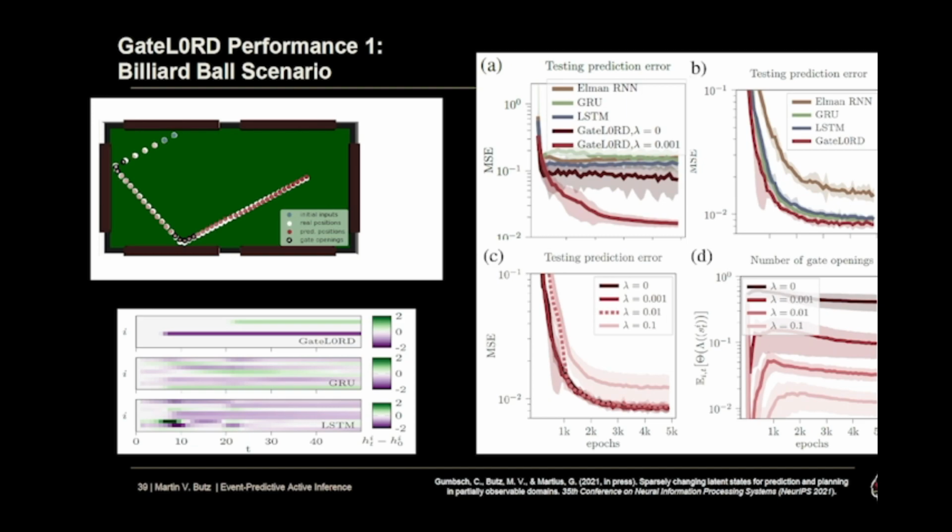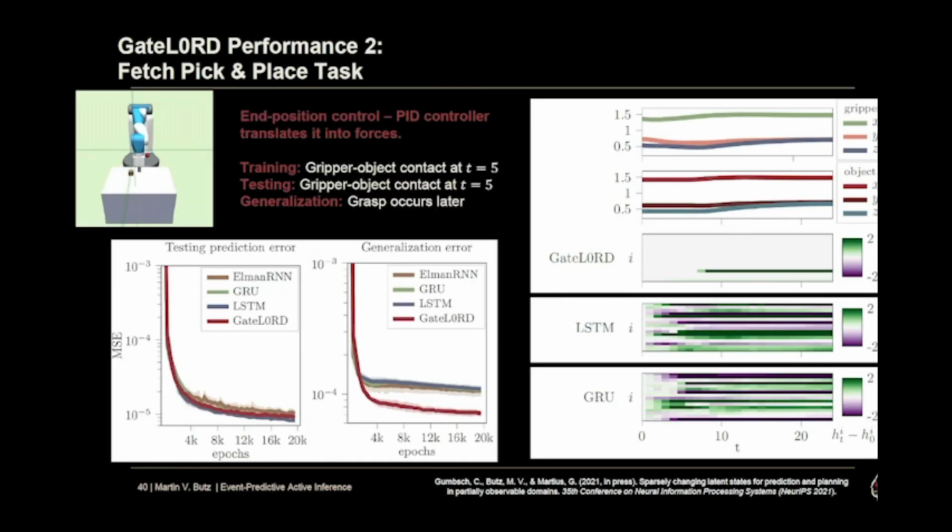This might be already exciting, but we can even show that you can use this property, that these latent states are much more controlled and really characterize the individual event segments, to plan in a much deeper and much faster fashion. So here we have this gripper, and the robot arm learns to move the toy block to particular positions. And there again, we have a test generalization. During training, the data was always such that the gripper-object contact happened at time point 5. And testing is also at time point 5.